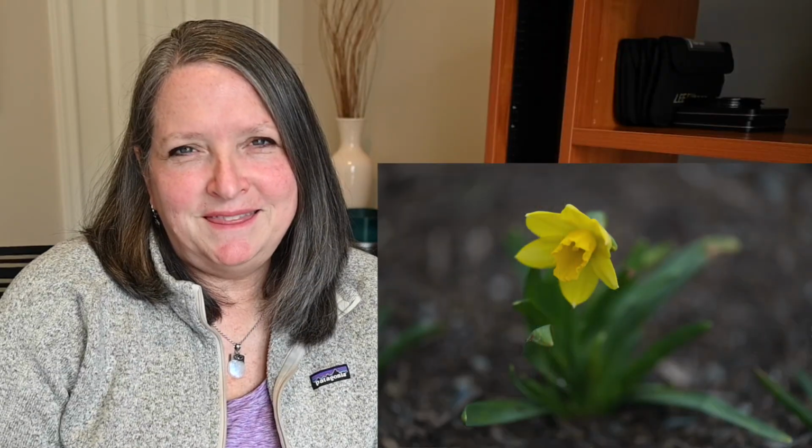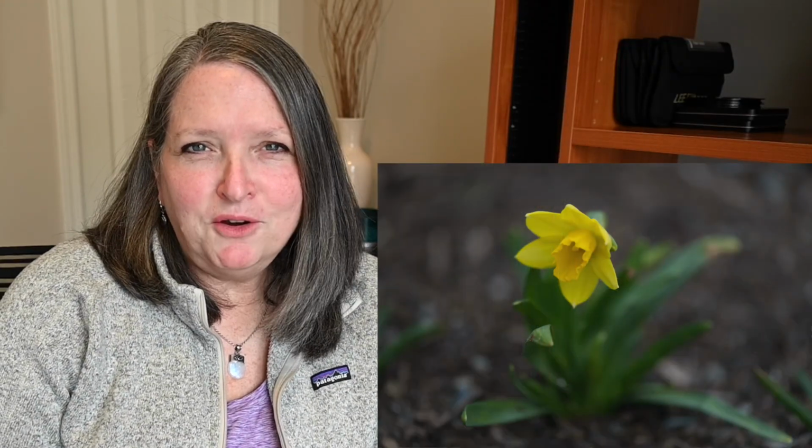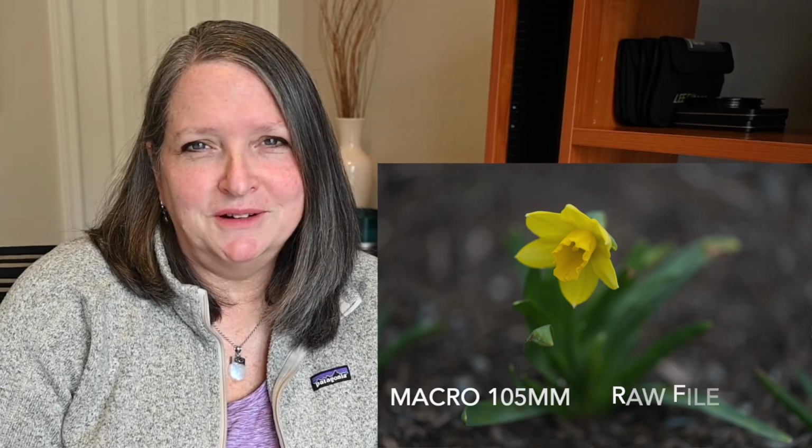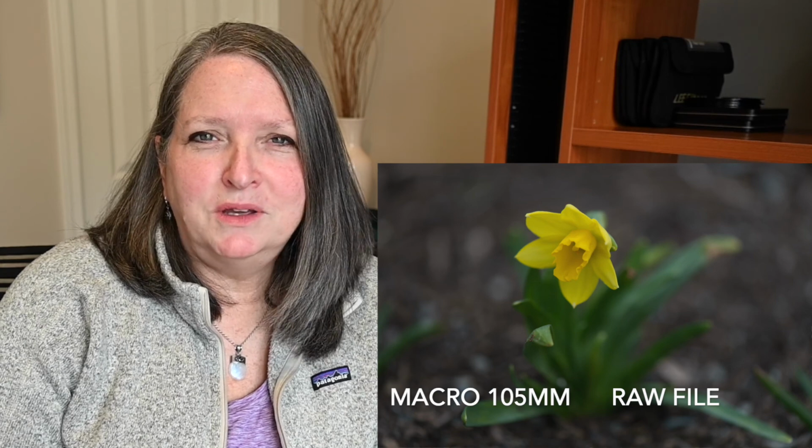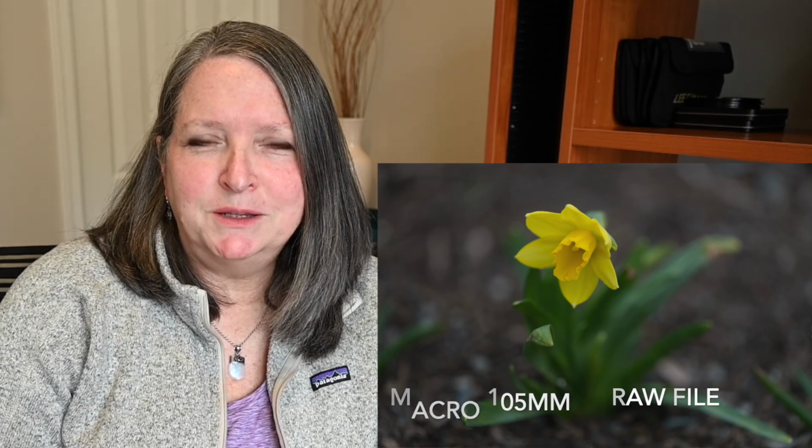When you look at the result using the macro lens, you can see just how much closer in it is to the flower. It's beautiful. It's come a lot closer, and look at that bokeh. That soft blur in the background. It's really beautiful. It's totally different from the other lens, isn't it?